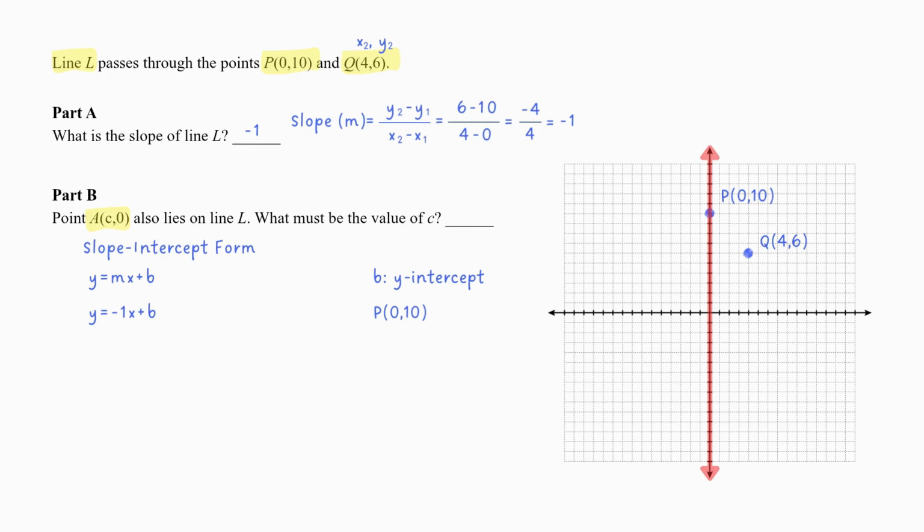Let's plug our m and b values into the formula. y equals negative 1x plus 10. We can simplify this to y equals negative x plus 10. Point A tells us that when y is 0, the value of x is C. Let's substitute those into our equation to solve for C. 0 equals negative 1 times C plus 10. Add 1C, which is just C, to both sides. 0 plus C equals 10. Therefore, C equals 10.